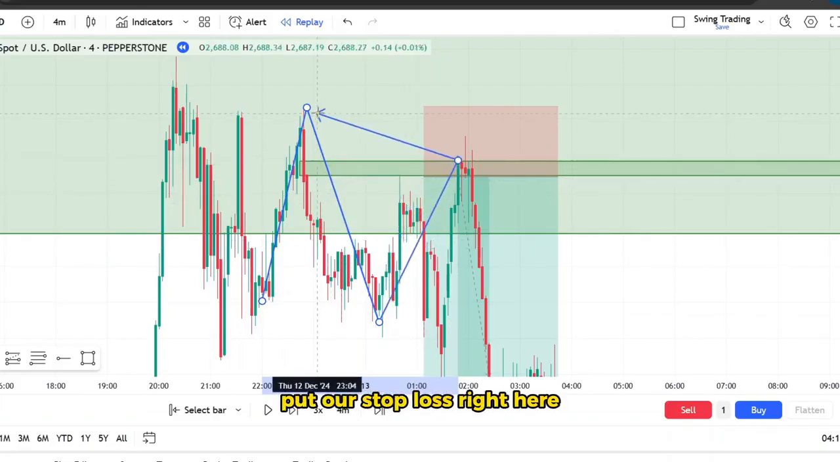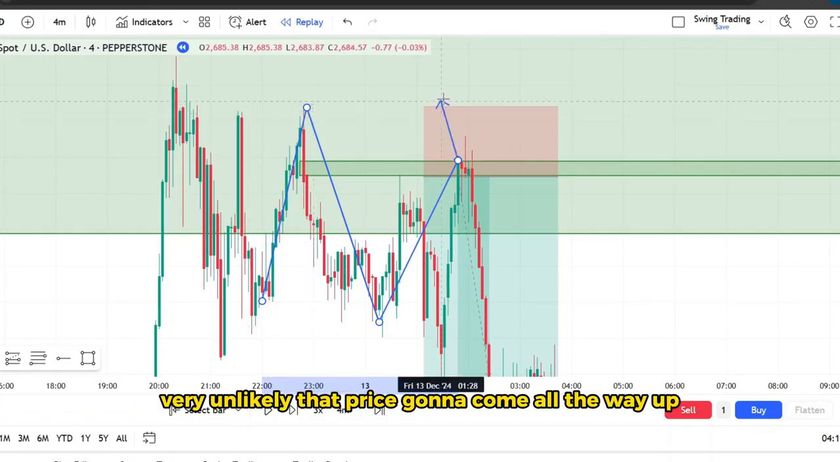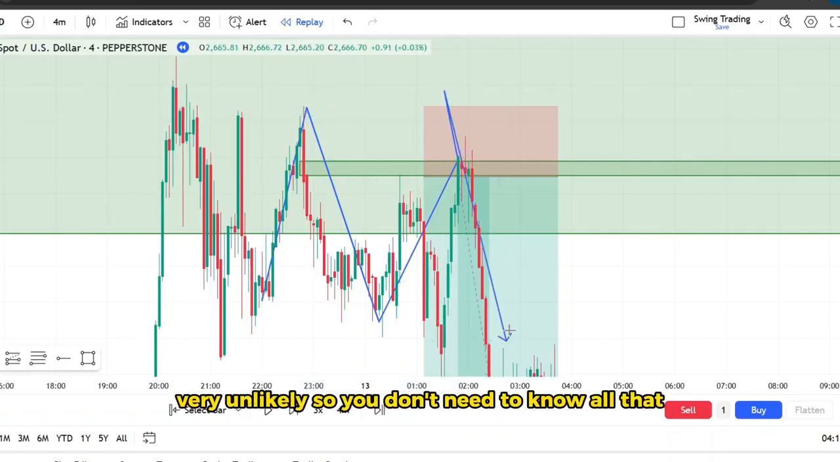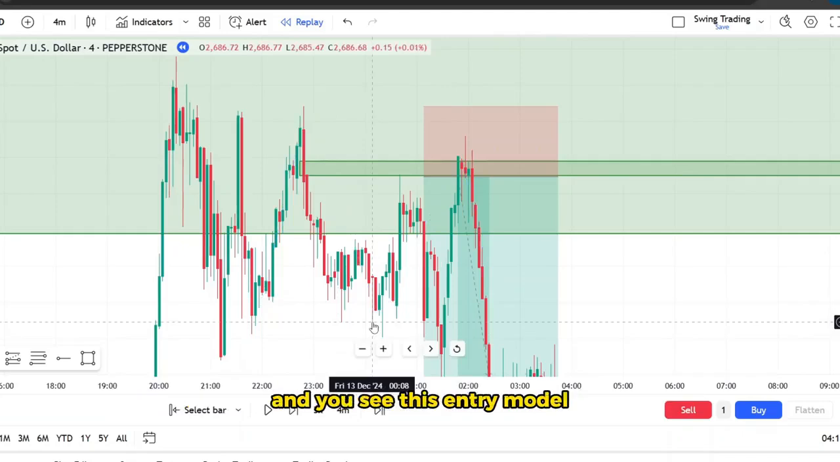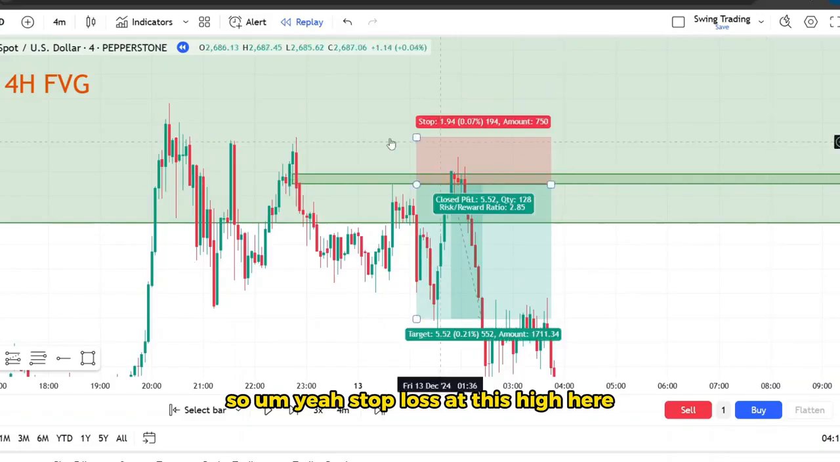Put our stop loss right here, knowing that the only reason price came up here was to take out these stop loss orders. Very, very unlikely that price is going to come all the way up, take out your stop loss again, and then reverse. Very, very unlikely. So you don't need to know that, but if you do know that, and you see a liquidity sweep, and you see this entry model, you can make so much money. You can make so much money, it's insane. So, yeah, stop loss at this high here.